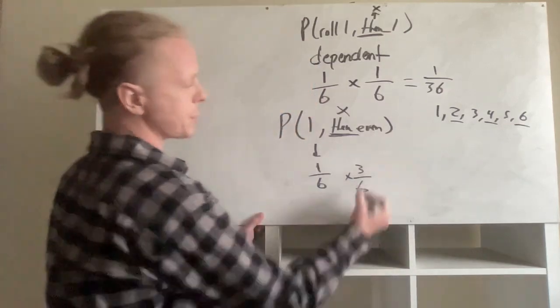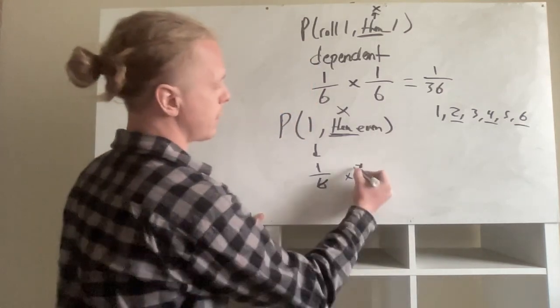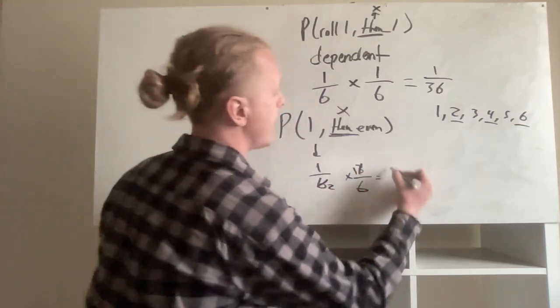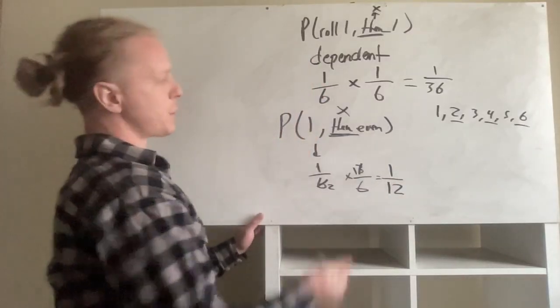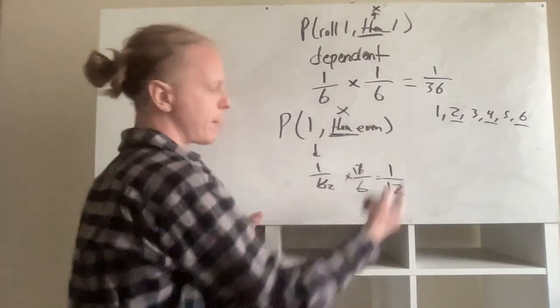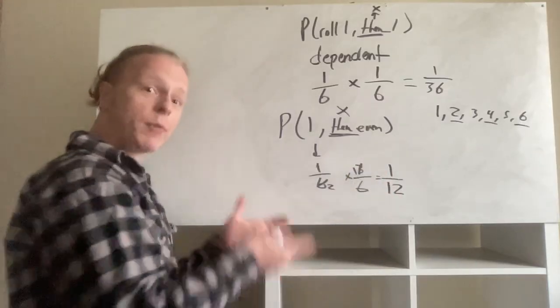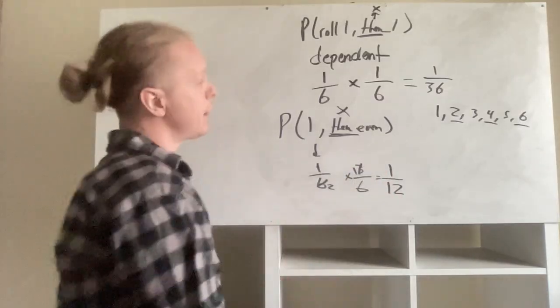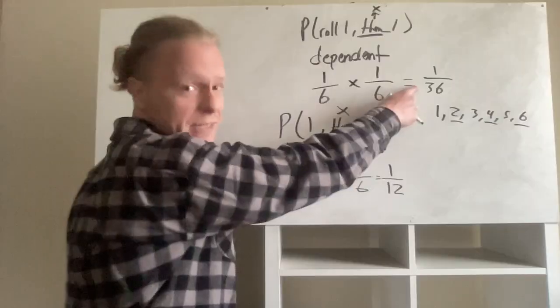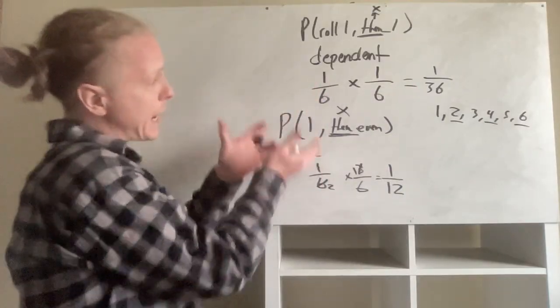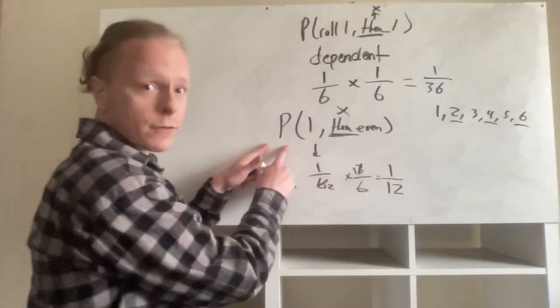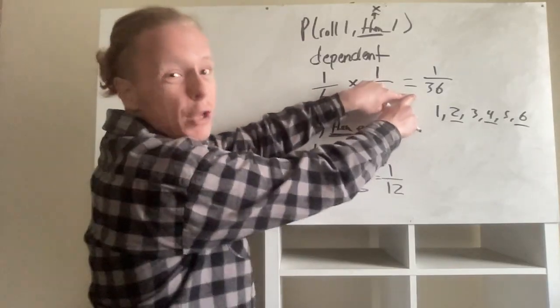We can actually cross cancel here, and we get 1/12, right? So the probability of rolling a 1 and then an even number would be 1/12, meaning it happened 1 out of 12 times, as opposed to 1 out of 36 times, right? So if we're trying to think about which of these two things is more likely, this is more likely, right? This value is smaller, this value is closer to 0.